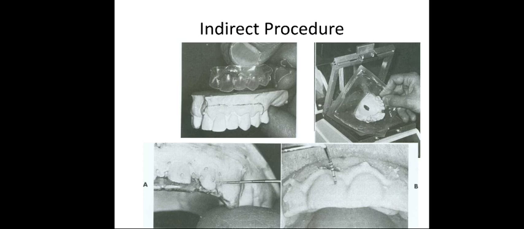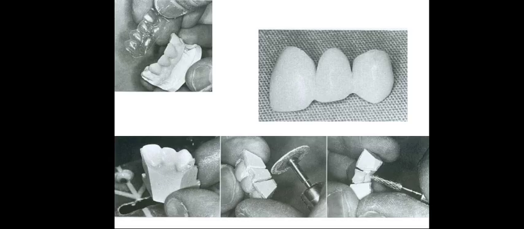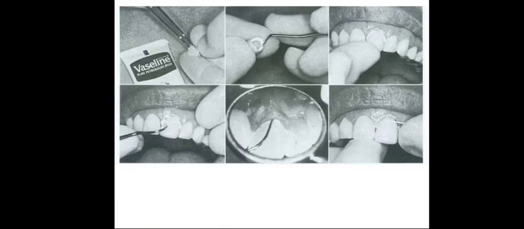Sometimes we use this type of template, made by special vacuum devices, to give the outer form of the restoration. It will be filled with acrylic and from it the construction of the temporary restoration can be done. The temporary restoration from acrylic is finished and polished and placed on the prepared teeth using the temporary cementation material.